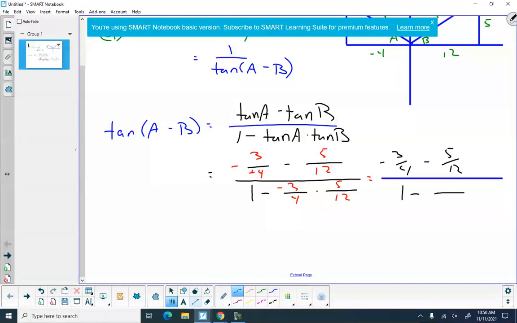Sorry, what did you come up with? Negative 3 times 5? And 4 times 12? Okay, so we have negative 15 over 48. Now, there's two ways to approach this at this point.